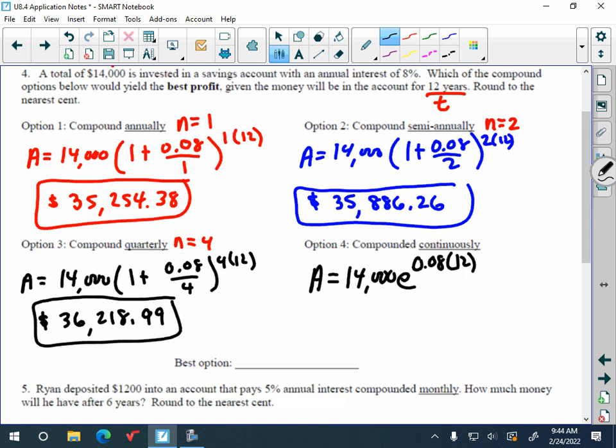Right? So again, you've got to practice using your calculator, especially on this kind of problem. Some of your calculators, you just type it in this way. Make sure this 0.08 times 12 is up in the exponent. Some of your calculators, if you don't put parentheses around the 0.08 times 12, it's going to drop the 12 down and multiply it times 12 instead of raising it to the 12th power. So it's up to you.